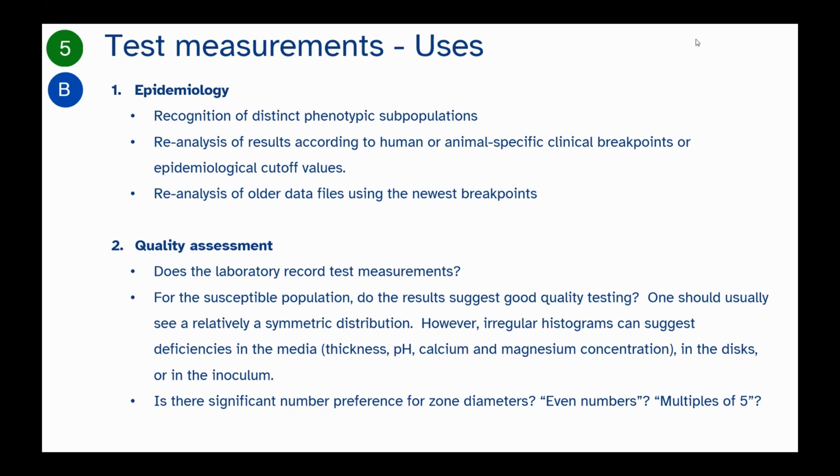From the perspective of quality assessment, does the laboratory measure? And we recommend, yes, please measure to ensure that the results to clinicians are accurate. We can look at the susceptible population. Do the results suggest good quality testing? When you have good quality testing, typically the susceptible bacteria will have a relatively smooth and symmetric distribution. If you do not see this, you might have deficiencies in the medium, in the discs, or in the inoculum that you may want to check through quality control testing. Is there a significant preference for certain numbers, such as even numbers or multiples of 5?